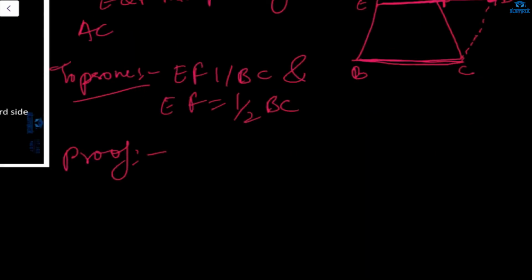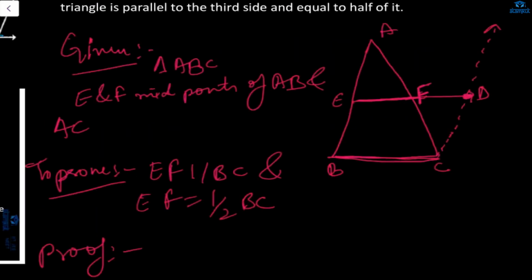First we are going to prove that this triangle is congruent to this triangle. Any idea how we are going to prove that these two triangles are congruent to each other? See, this angle will be equal to this angle, as they are vertically opposite angles. Any doubt in this?